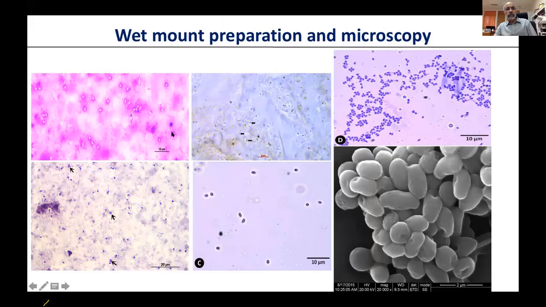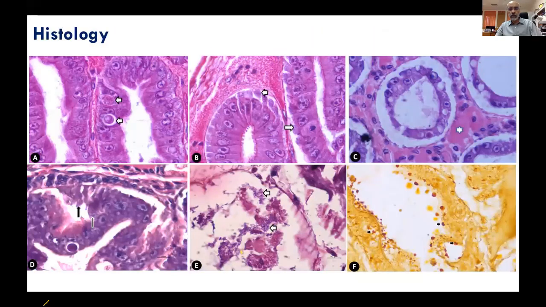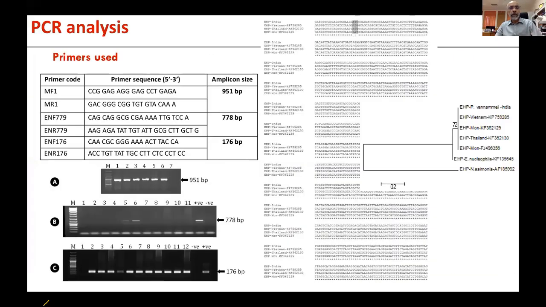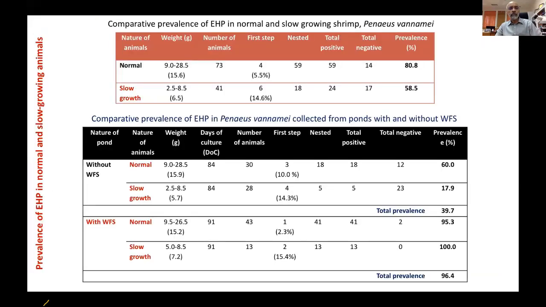This is a smear preparation of the hepatopancreas where you can see the spores. These are stained spores, and these are scanning electron micrographs of those spores. What we found is a high prevalence of microsporidians in slow growing animals. We did histopathology and in situ hybridization to prove that, and we also did PCR to confirm. You can see here a huge prevalence, almost 60% prevalence in the normal animals themselves. That means we could not get a statistical correlation between the presence of EHP and slow growth, even with or without white feces syndrome.